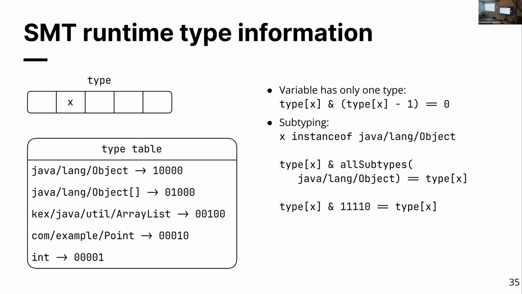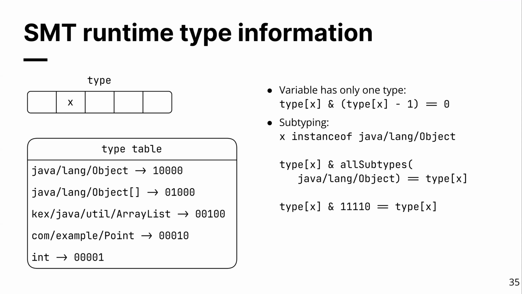Also, I think I didn't mention that in our examples we have a type called kex java utility ArrayList. This is what I mentioned at the start of this section, that in kex we use our mocks of the standard library that simplify the analysis.